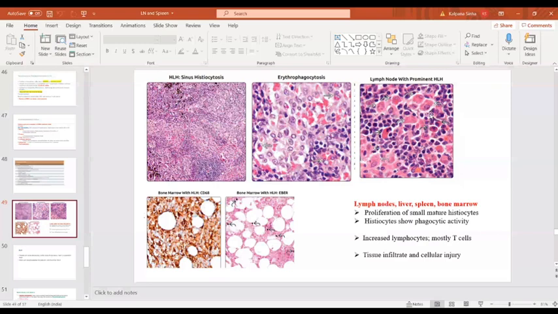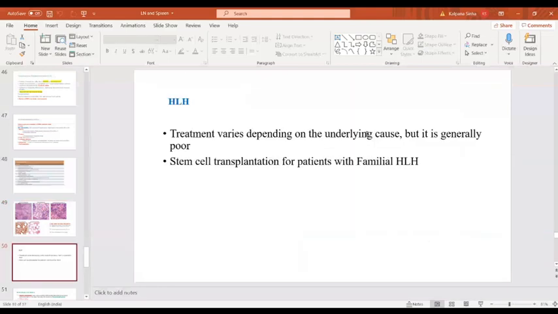One of the features of this disease is that they show erythrophagocytosis. Inside the histiocyte cytoplasm, you will see RBCs. They engulf the RBCs, and this phenomenon is known as erythrophagocytosis. So there will be histiocytic infiltration, and the histiocytes will show erythrophagocytosis. These are CD68 positive in the bone marrow because they are histiocytes. Treatment is, you have to know the underlying cause for the secondary cases.